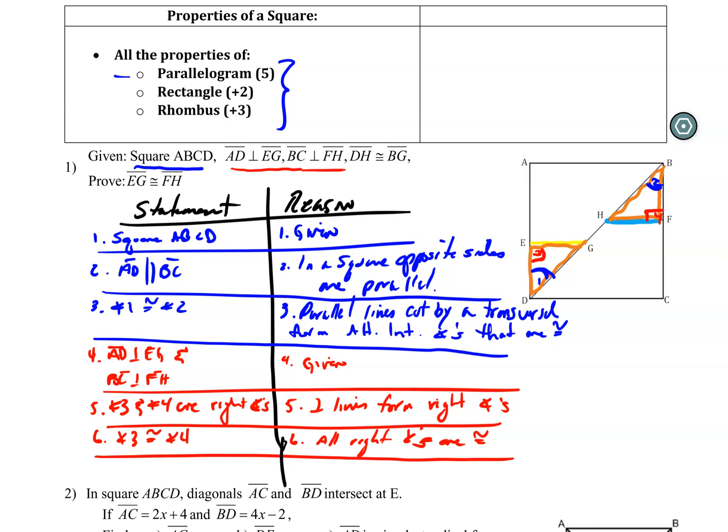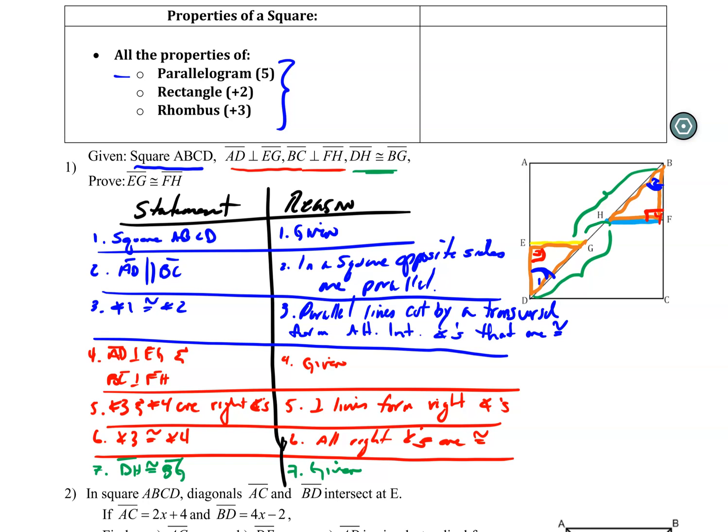Now the next piece of information that's given to me is that DH and BG. So DH is all of this, right? All of this, and BG is all of this. Now those are not the sides of my triangles that I'm looking for, right? But they are including those things. So if I can remove the part that is extra from both of them, we want to see if we can get the segments.